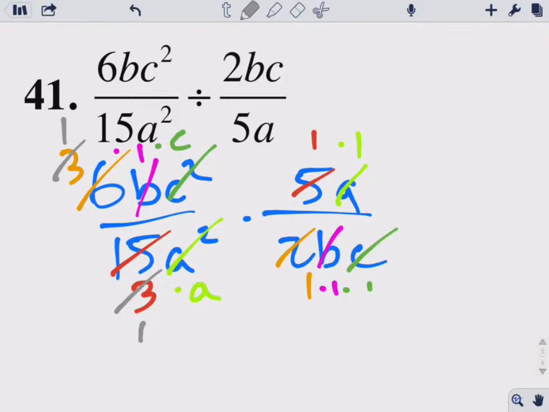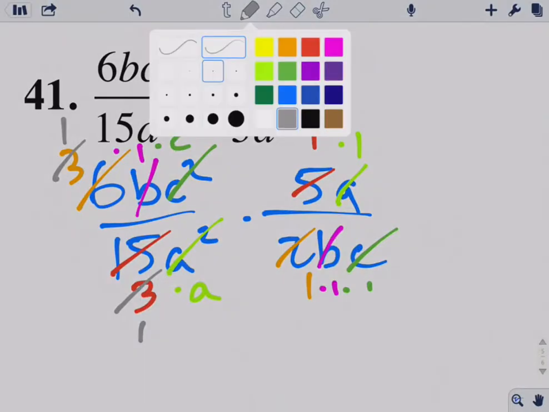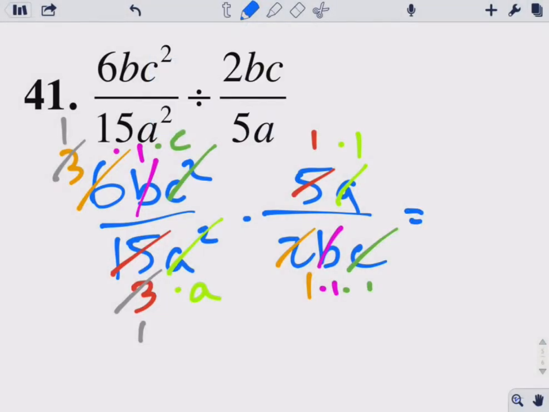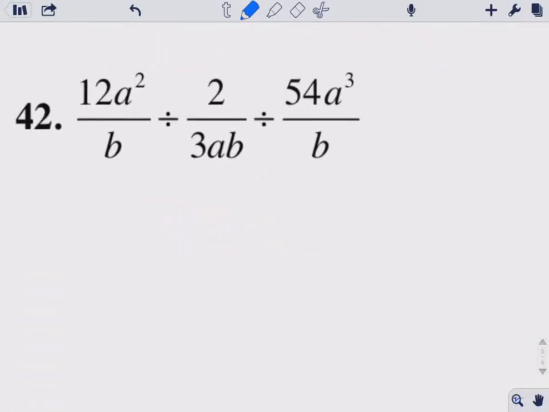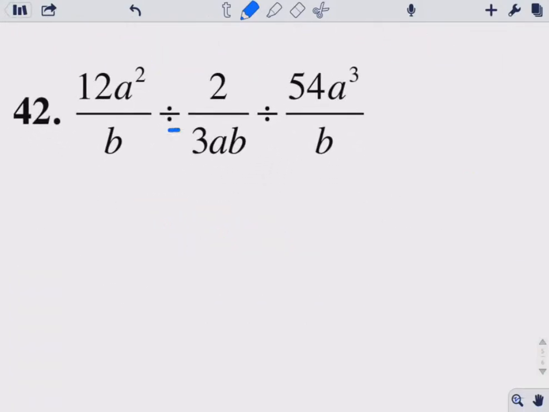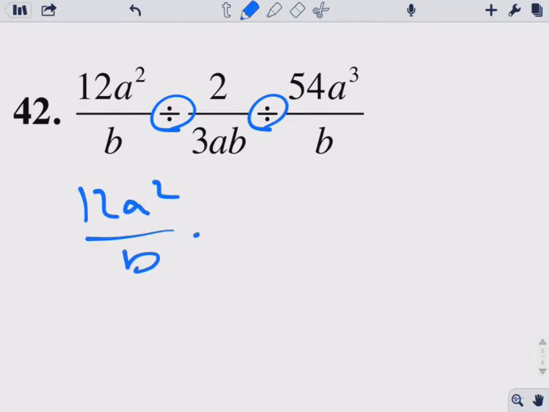Okay, so what can we do to simplify? Let's put it back together. On top, I've got 1 times 1 times C times 1 times 1, so that's just a C. On bottom, I've got 1 times A times 1 times 1 times 1, that's just A. So the answer is C over A.